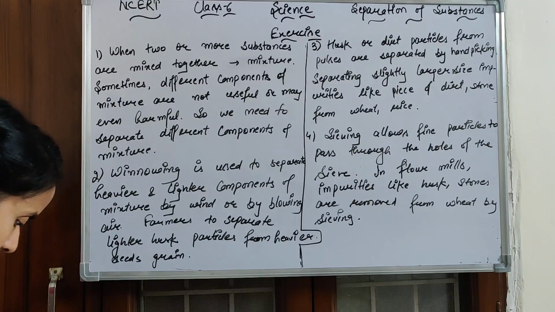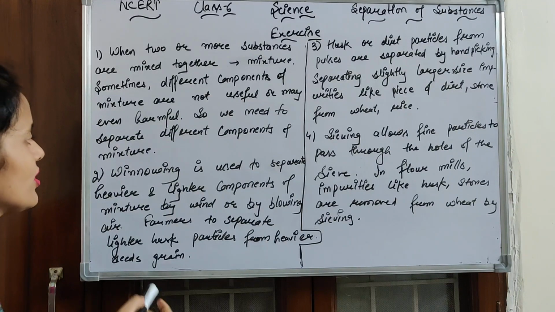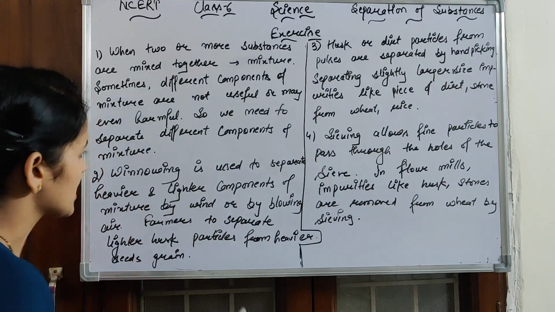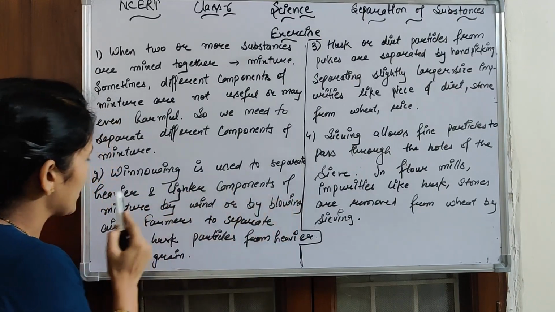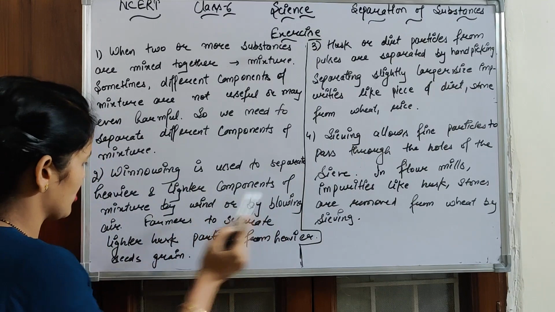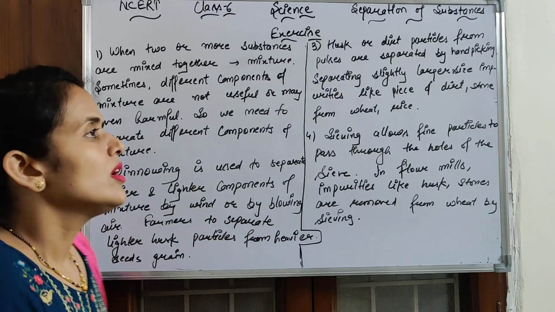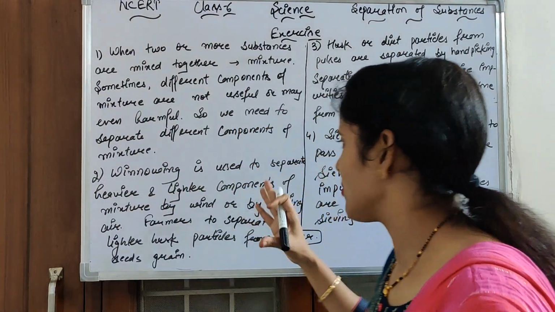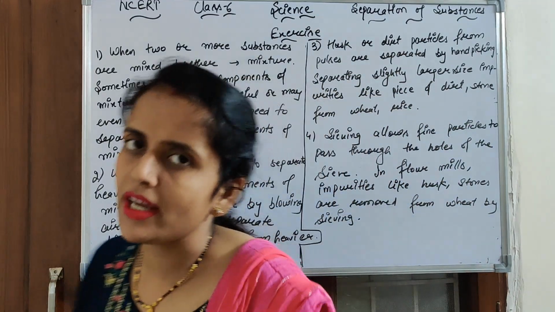Now second question. What is winnowing? Where is it used? We have to discuss what winnowing is. It is a method of separation, discussed in the last video. Winnowing is used to separate heavier and lighter components of a mixture by wind or by blowing air.